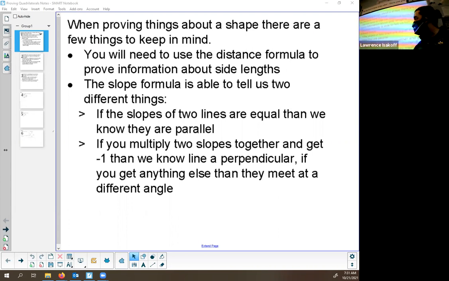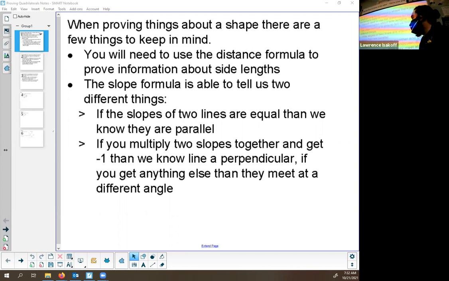We can also show that things are perpendicular, or meet at a right angle, with slopes. So if you multiply two slopes together and get -1, we know the lines are perpendicular. If you get anything else, they meet at a different angle. So if I multiply two slopes together, like say I had a slope of 2 and -1/2, that multiplies to give me -1. So when I multiply and get -1, that tells me they meet at a right angle.